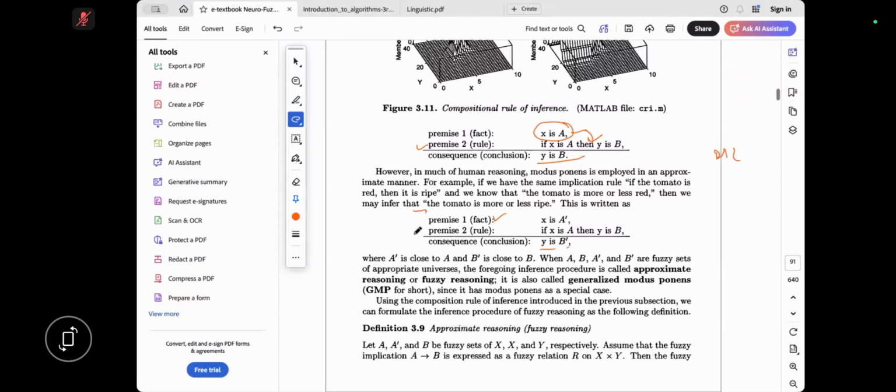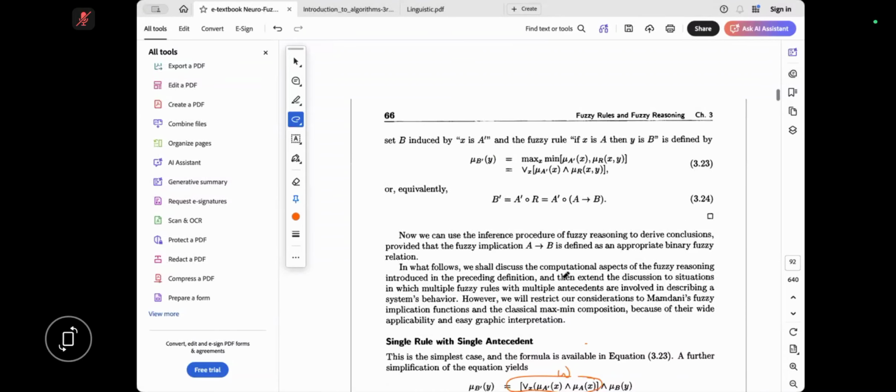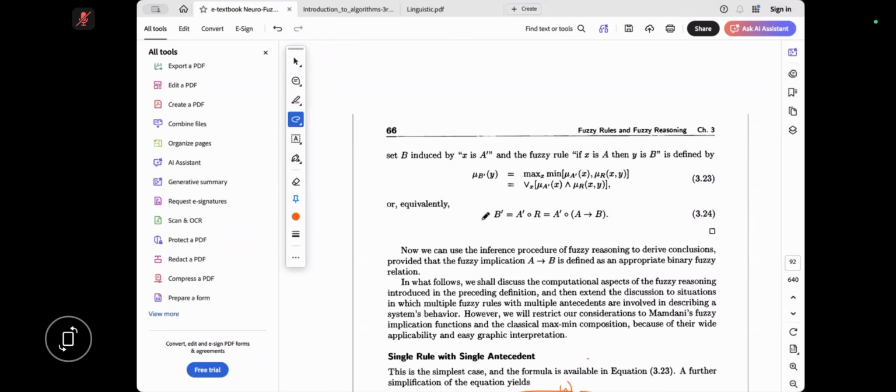Is this part understood? You can give it a read and analyze. Are you following? Yes, sir. Let's look into it. I'm not explaining it here. You can apply the maximum composition and you'll get B dash.